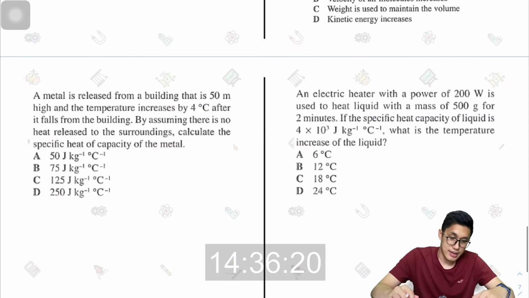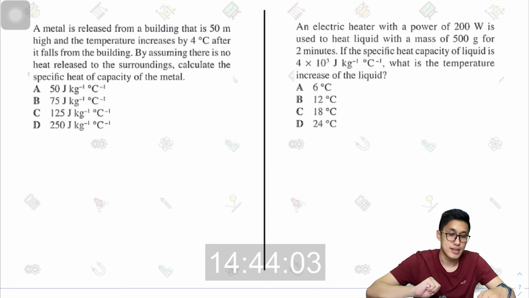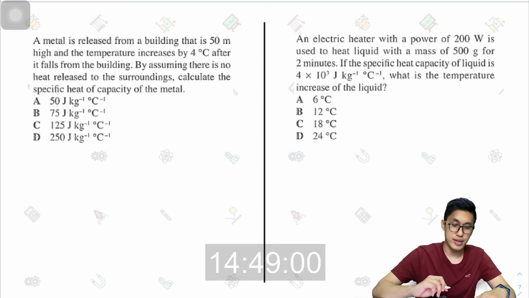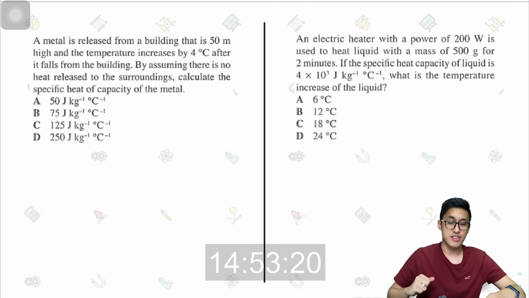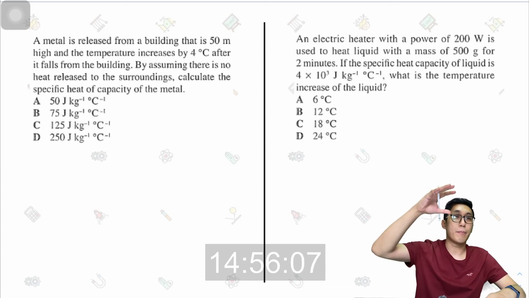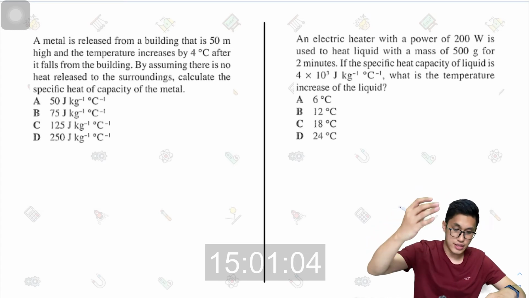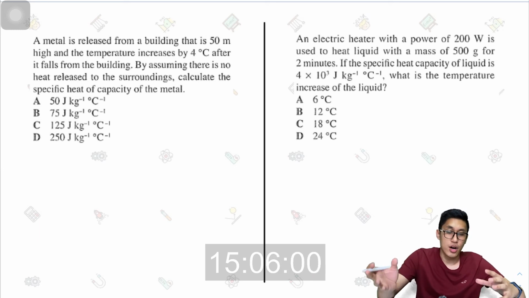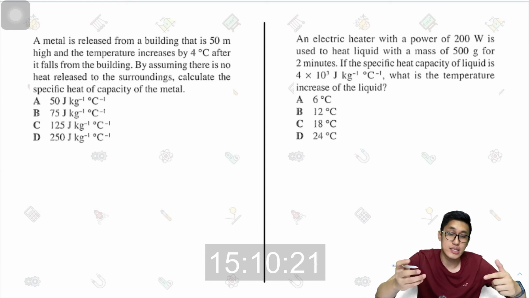Okay. Next, a metal is released from a building that is 50 meters high and the temperature increases by 4 degrees Celsius after it falls from the building. By assuming there is no heat released to the surroundings, calculate the specific heat capacity of the metal. When the metal is falling, okay, it had potential energy in the beginning, and as it falls to the ground, then it loses all its potential energy. So we're assuming that all the potential energy gets converted into the heat energy that increases the temperature.